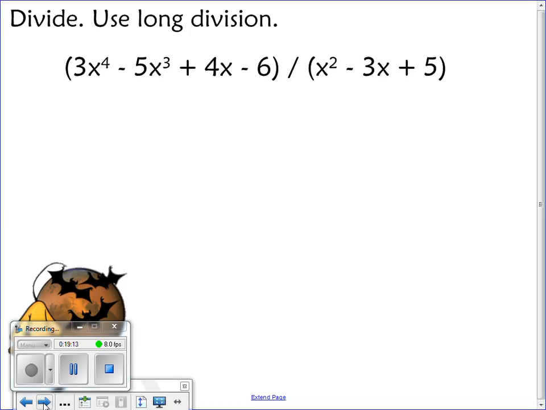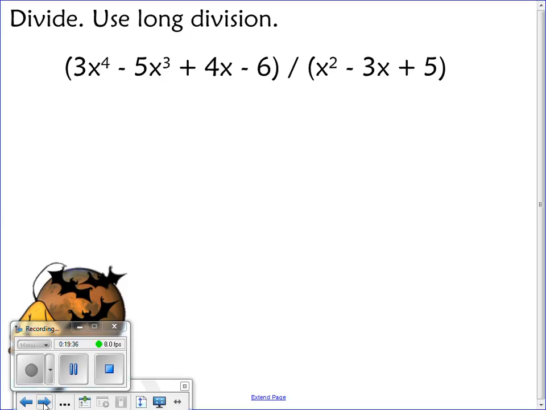How about the original part of the problem? What's different there? There are 4 terms. There it is. I'm missing the x squared. In my original part, 3x to the 4th minus 5x cubed plus 4x, it went from x to the 4th, x cubed, x. It misses that x squared in between there.